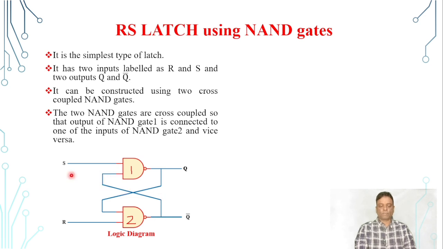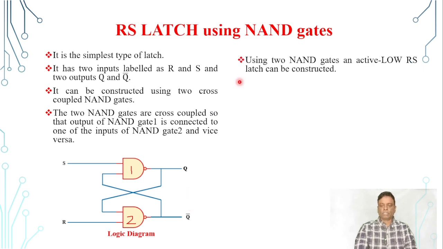It has two inputs, S and R. Here S has the highest priority. Q and Q complement are the two outputs of this latch. For any normal operation of this latch, Q and Q complement should be complementary to each other.